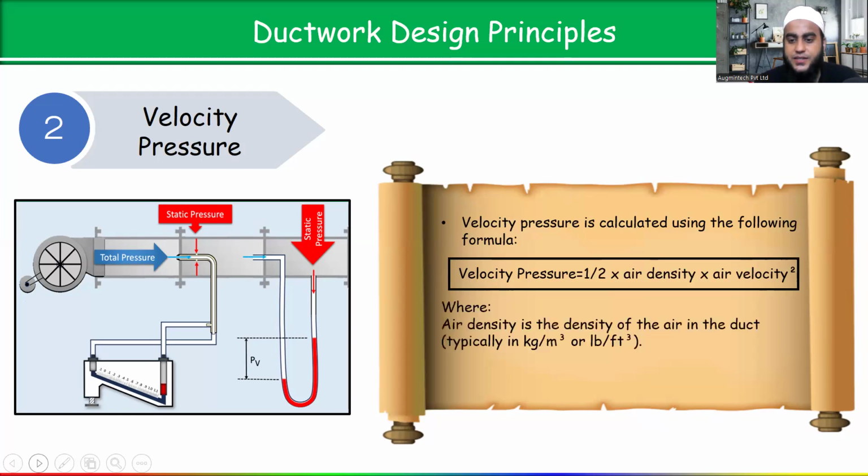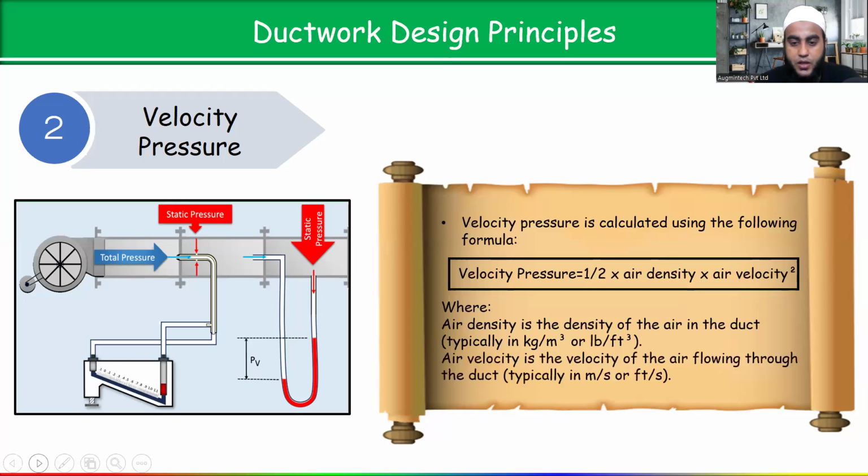Air density is the density of air in the duct, typically measured in kg per cubic meter or pounds per cubic foot, so both metric and imperial units are given here. Air velocity is the velocity of the air flowing through the duct, measured in meters per second or feet per second. By using this formula, you can easily measure the velocity pressure.